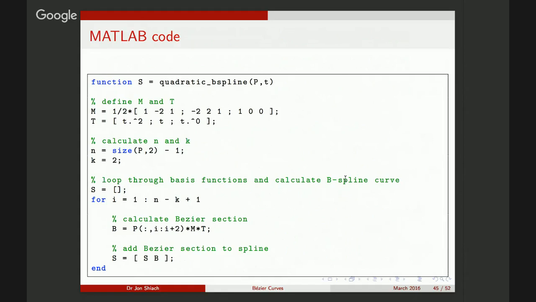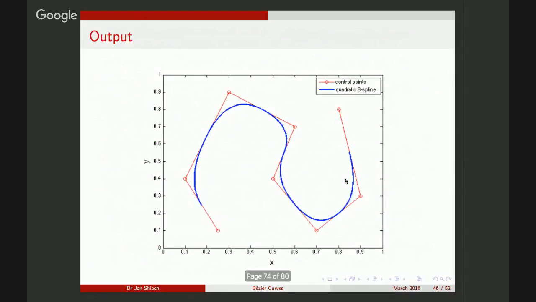At the beginning, when I is 1, we're using the first, second, and third columns of P times n times t. Then when I is 2, we're using the second, third, and fourth. When I is 3, we're using 3, 4, and 5, then 4, 5, 6, etc. So you're moving along your control points. And this bit just adds your current B-spline to the end of your spline, so you're just adding lots of Bezier curves to the end. Okay, so there's your output.